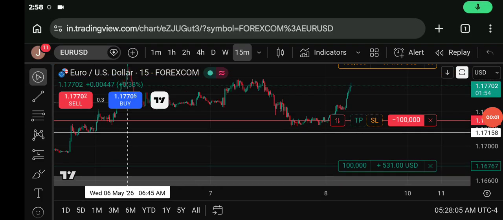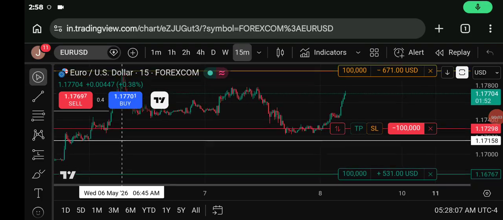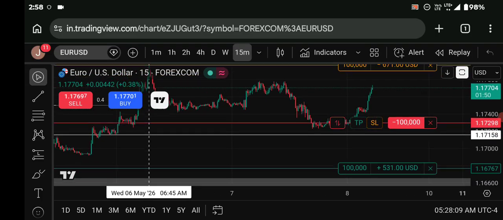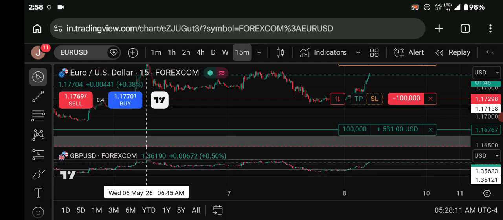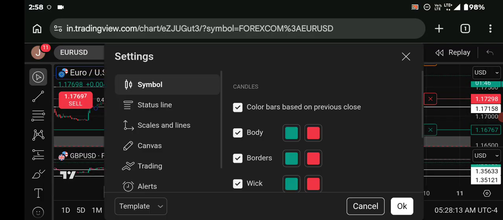Hello folks, after a long time we are back once again, and you can see that we have a trade running on Euro-USD and GBP on our real account. So let me break down this trade for you guys.